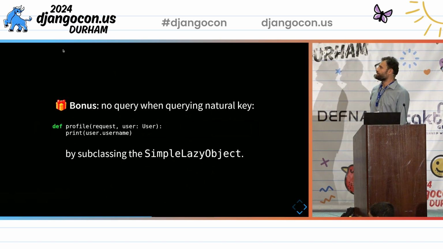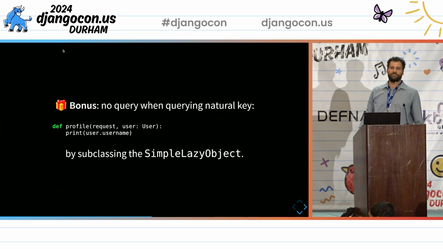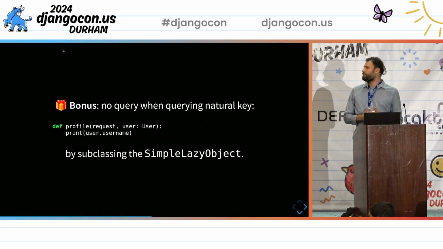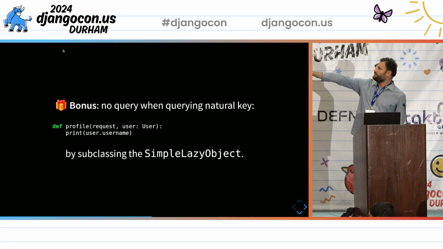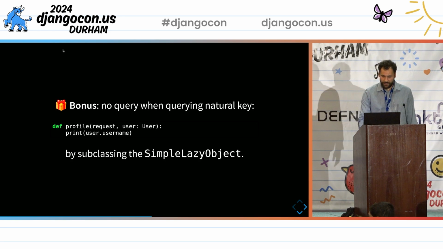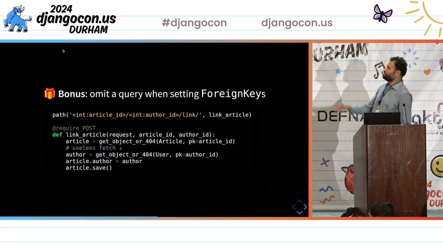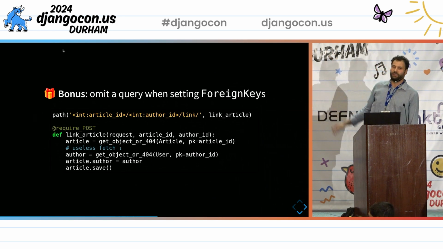And this thus prevents making queries that are useless in the view. And an extra bonus of this approach is we can subclass the simple lazy object and do some extra logic there, such that if we need the username, we don't have to do the query. And why don't we have to do the query? Because it's already in the path. If you visit profile my username, and you ask what is the username of that user, we know it's my username. We don't have to do a query for that, right?